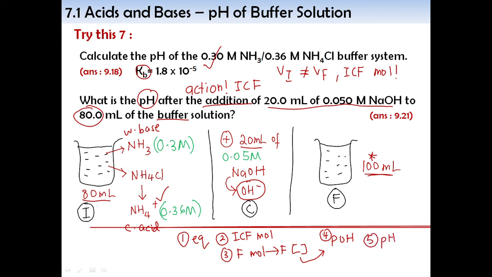Okay? So, please follow these steps. I hope that you can find the answer. And please finish this question. Upload your answer. Okay? So, kita dah habis untuk 7.1. I have explained all types of question. I hope that you can understand when you want to find, bila you kena guna ICF table, bila ada buffer action. Bila nak guna ICF dalam bentuk mol, final volume is not equal to initial volume.